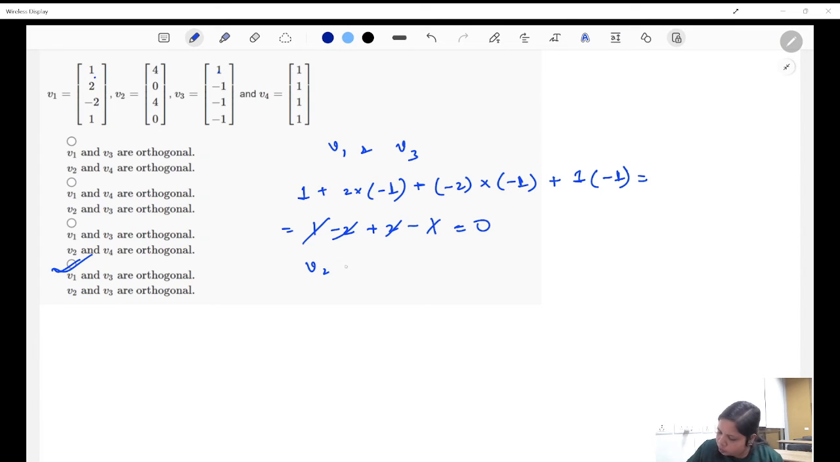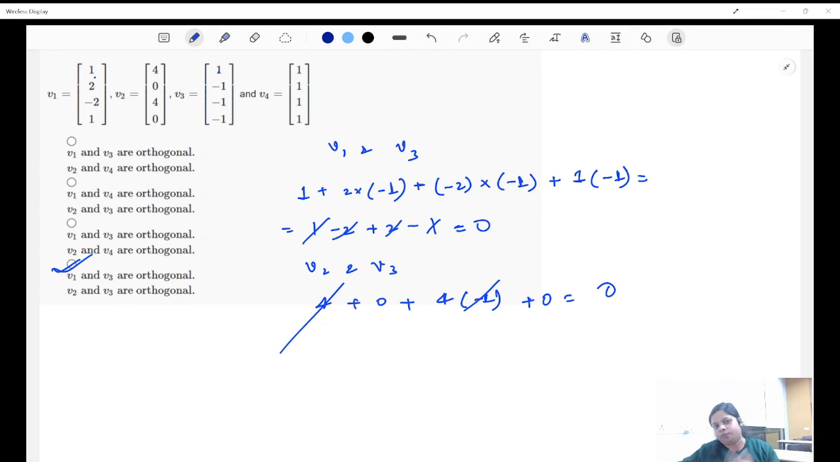Similarly, if we look at V2 and V3, it would be 4 into 1 plus 0 plus 4 into minus 1 plus 0. Both will cancel out and you will get 0. Try this for the other pairs of vectors. You won't get them to be equal to 0, and they won't be orthogonal. I hope this is clear now. Okay, we'll proceed with the next question.